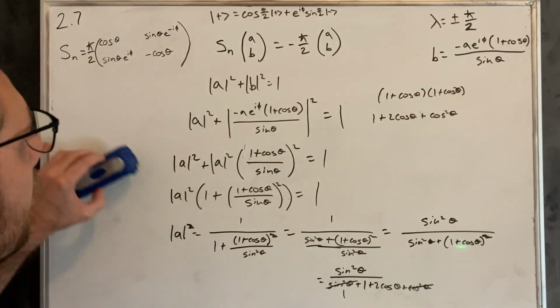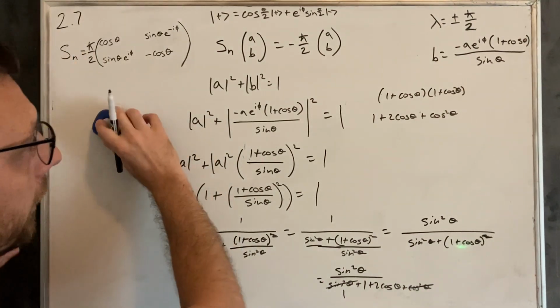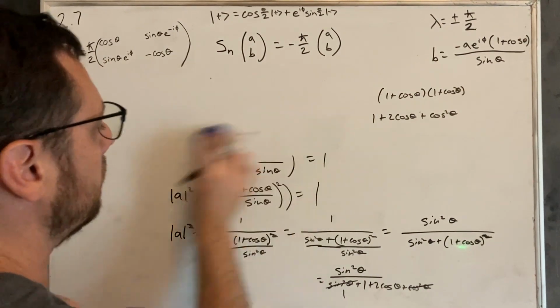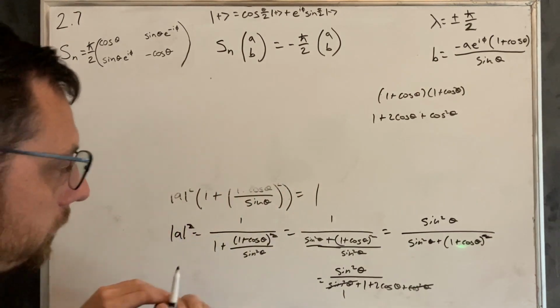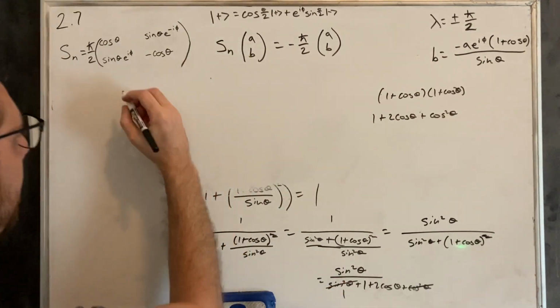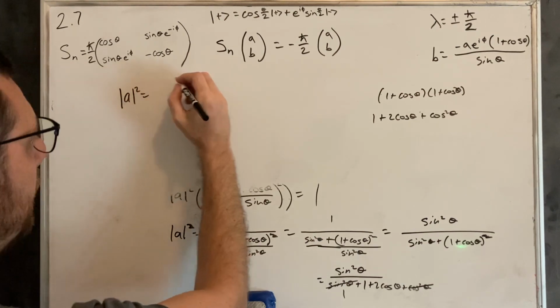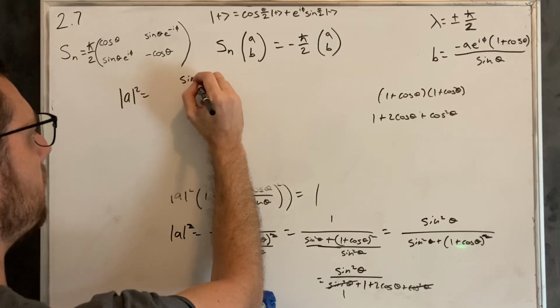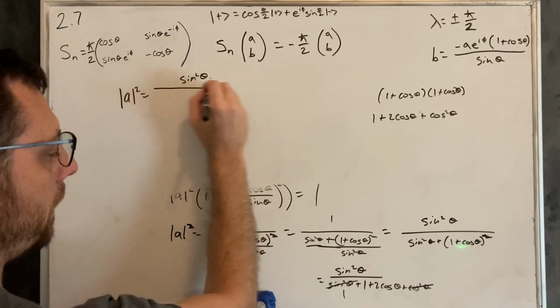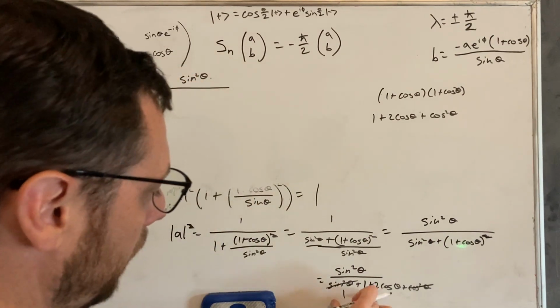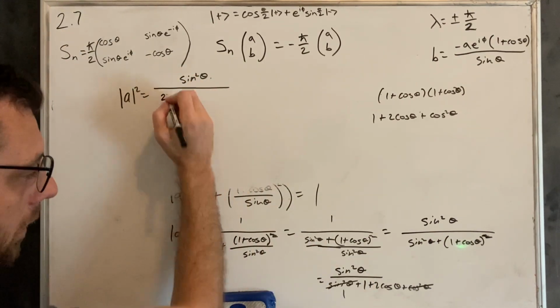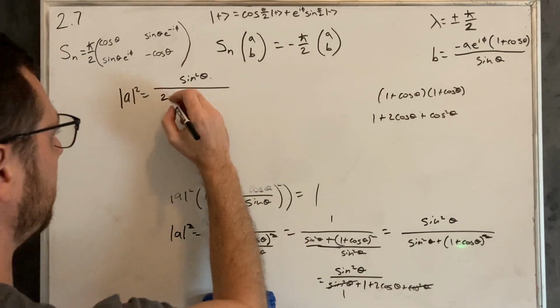And then I'll go ahead and make some room up here. I'll rewrite this up here. So we still have our a squared equals, and then the numerator is sine squared theta over, and then we have 1 plus 1, so it's going to make 2, plus 2 cosine theta.